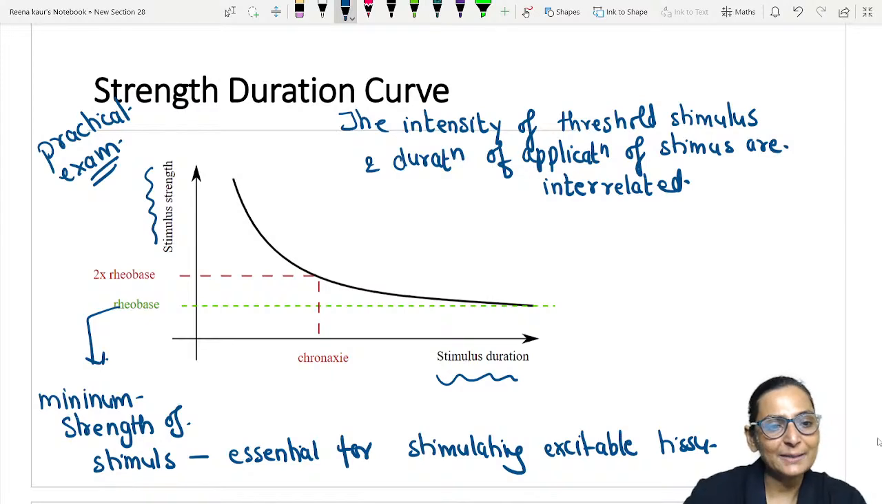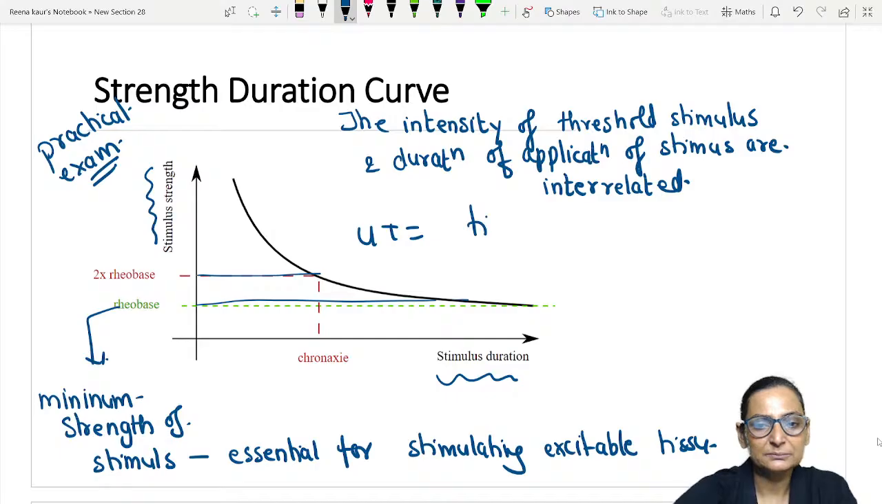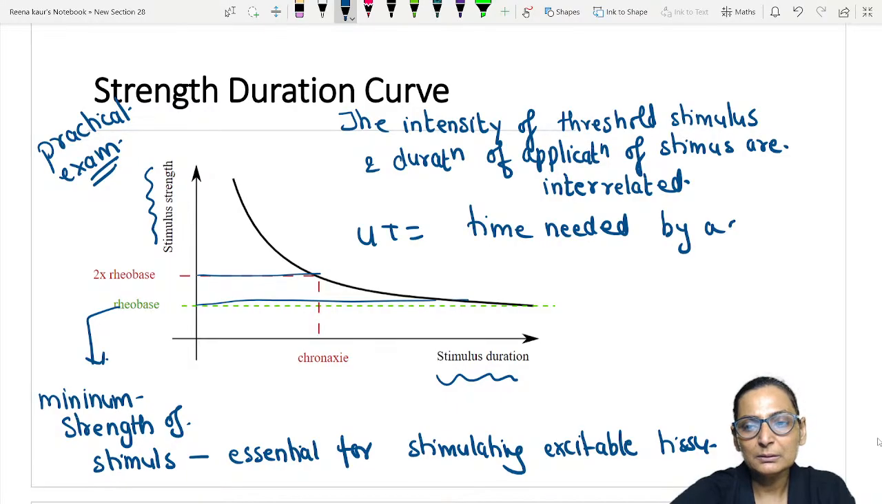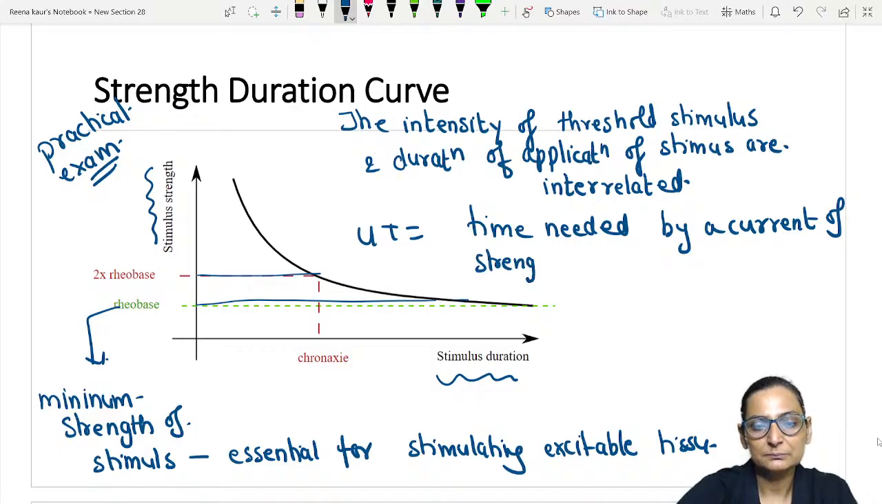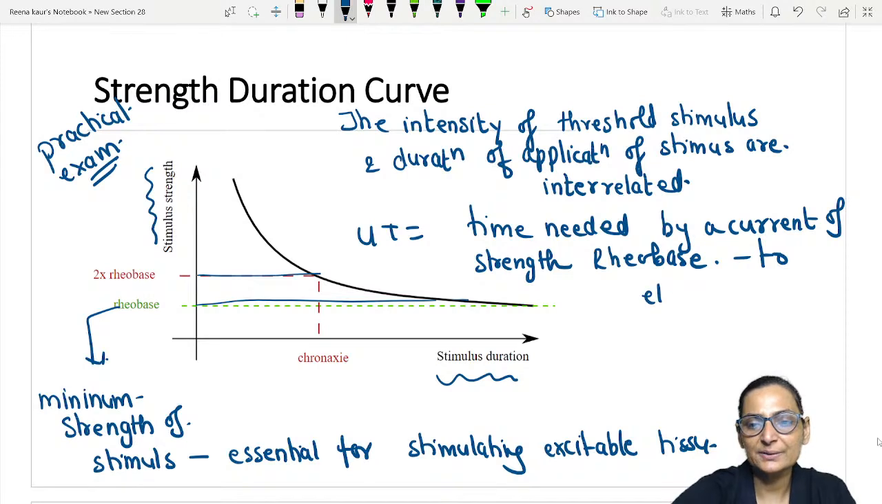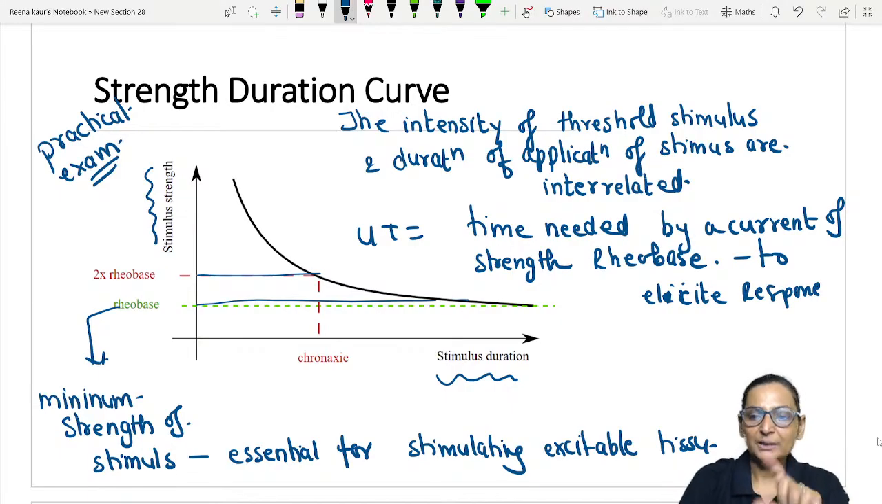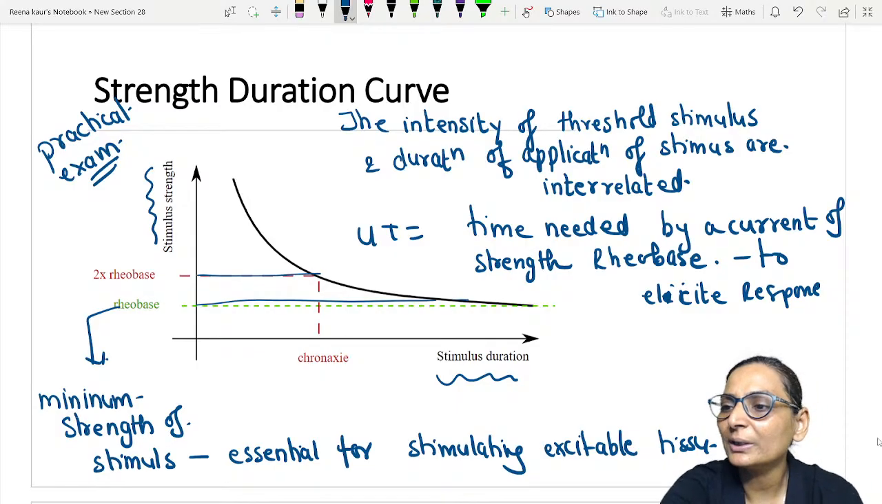What is utilization time? See, this is the utilization time. So what is the utilization time? It is the time needed by a current of strength Rheobase to elicit response. ओके, टू एलिसाइट रिस्पॉन्स, मतलब जितना समय लगेगा रिस्पॉन्स प्रोड्यूस करने के लिए उसको आप बोलते हैं यूटिलाइजेशन टाइम.